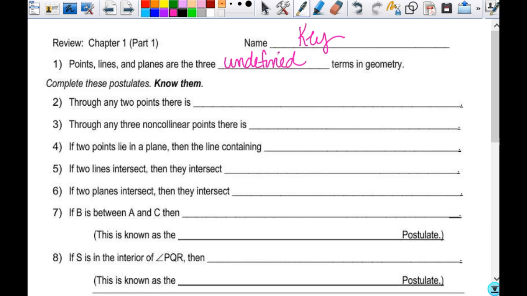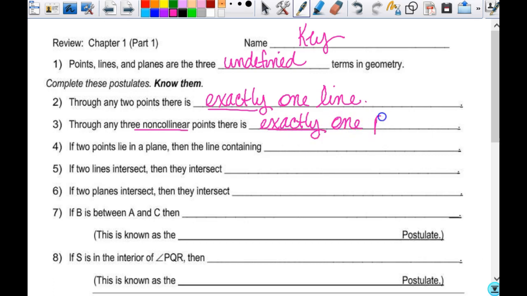Okay, so we're going to complete these postulates, and we have to know them. All right, so it says through any 2 points there is exactly one line. That word exactly is important. And through any 3 non-collinear points, there is exactly one plane. And if 2 points lie in a plane, then the line containing them does too.